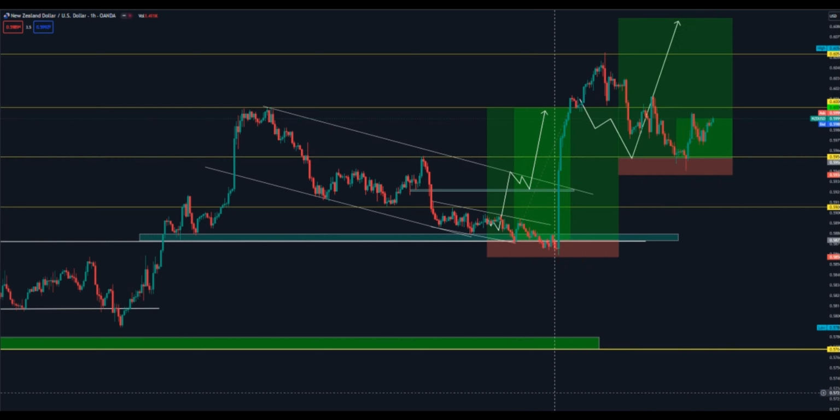And also, we are forming some kind of perfect pattern there, which if we break above, guys, the moment we break above this pattern, we are just going to continue buying even higher. Nothing will stop us after breaking above this pattern. We're just going to continue buying even higher, guys.